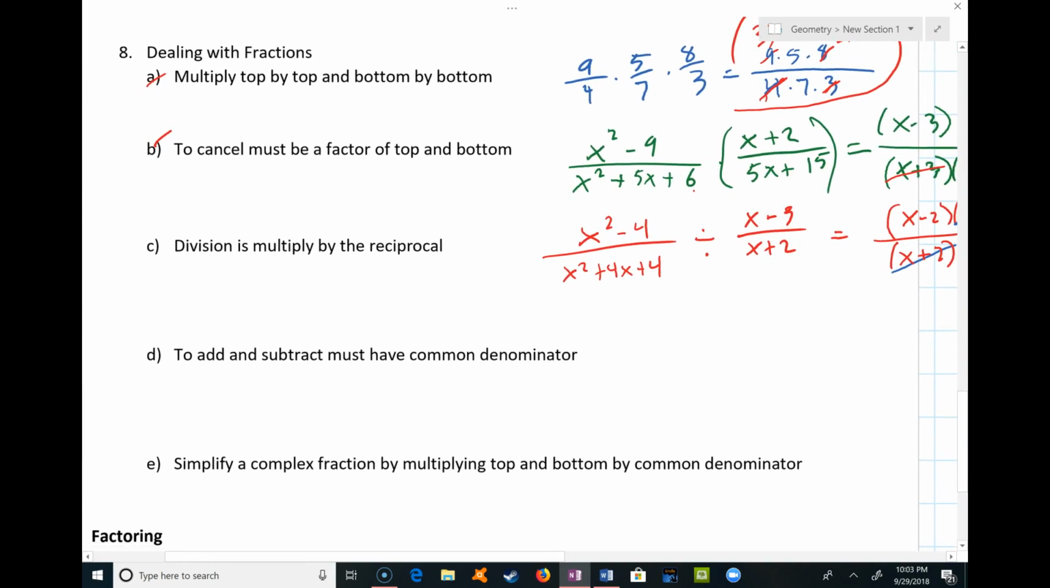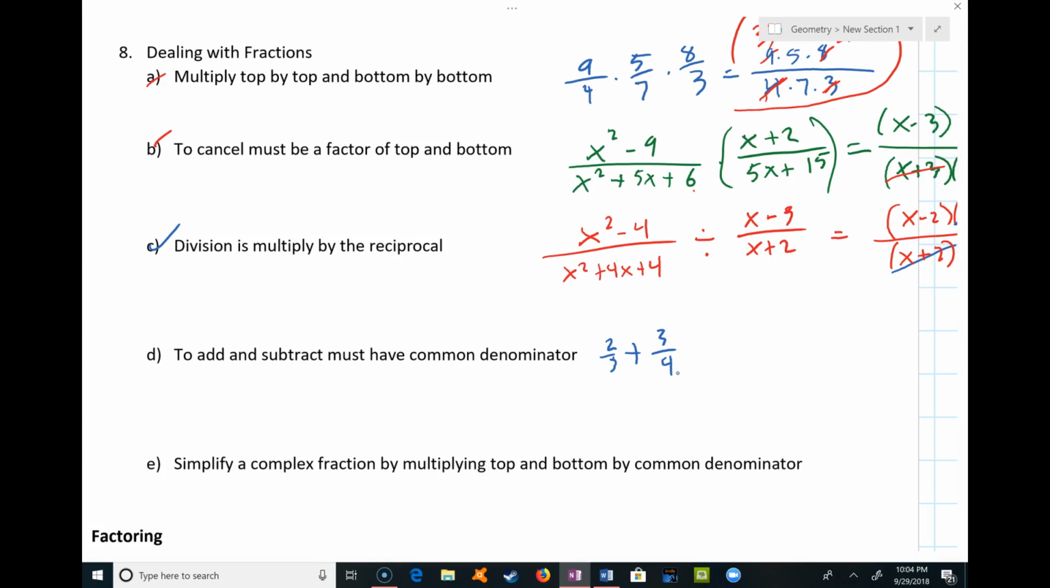Let's do a couple more here. The next concept that we have to understand is that to add and subtract, we must have a common denominator. If you remember, when we had something like 2/3 plus 3/4, we can't add those together, because this really falls under like terms.